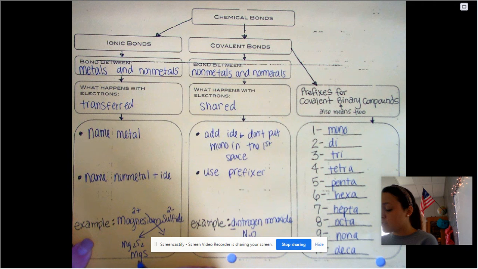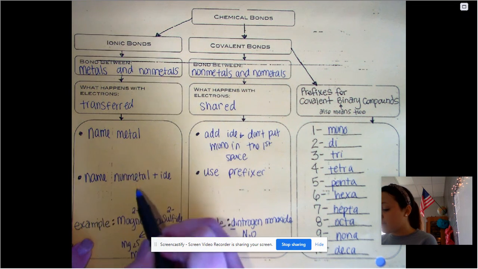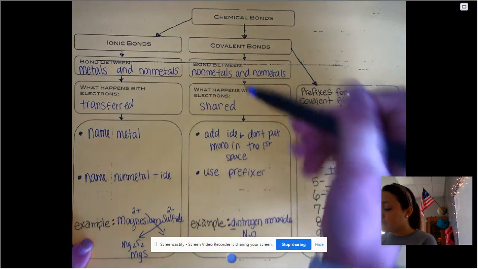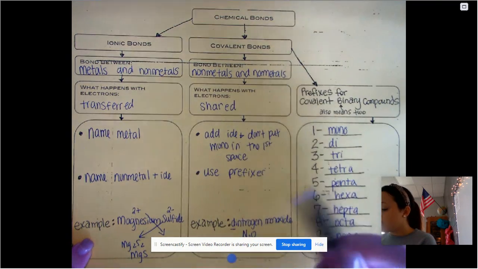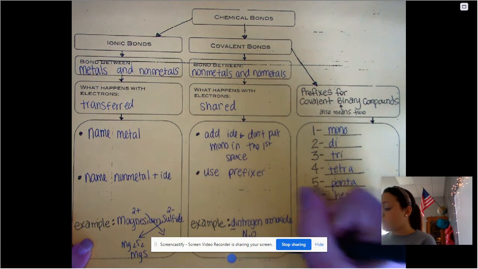The reason we use this one and only write the name of the metal, the nonmetal "ide," is because they are ionic. So you have to look at that first. So if there is a metal in it, we just write name the metal, name the nonmetal, and put IDE. If there's a nonmetal and a nonmetal, you put IDE on the end and you use prefixes.